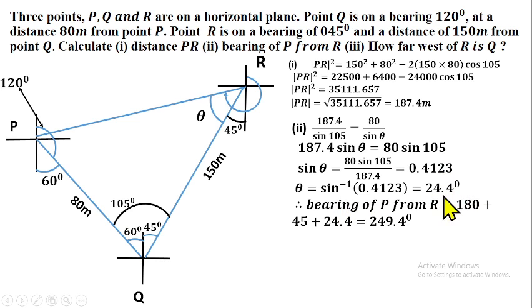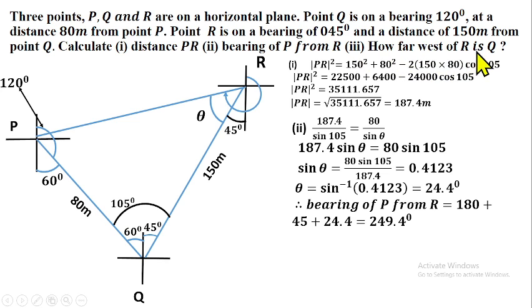Then from there, that means this angle here is 24.4. Then the bearing is from here to the line here. That will be 180 to here plus 45 plus whatever we got here. That should be 180 plus 45 plus 24.4. And that should give us 249.4 degrees.